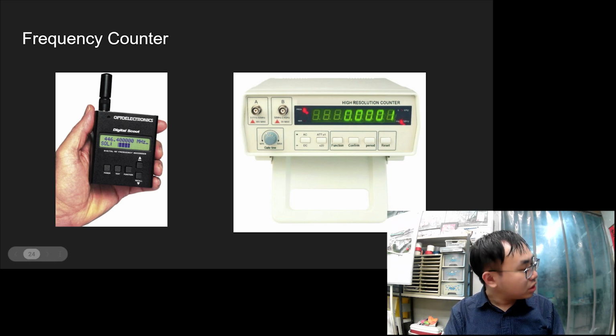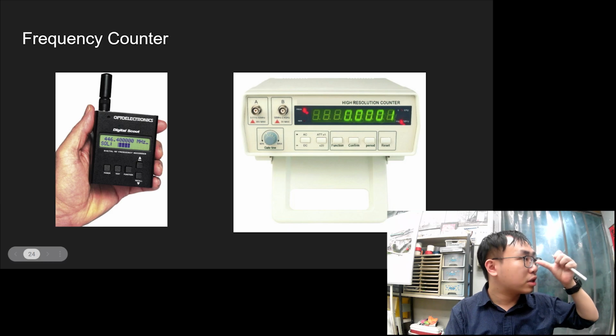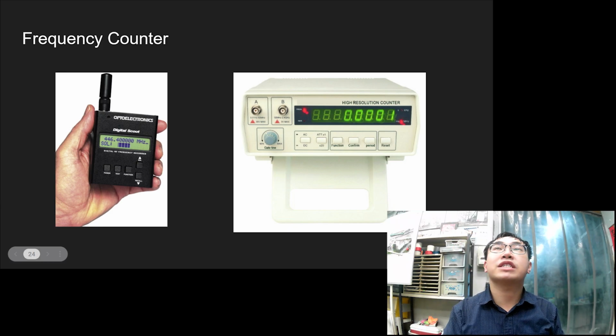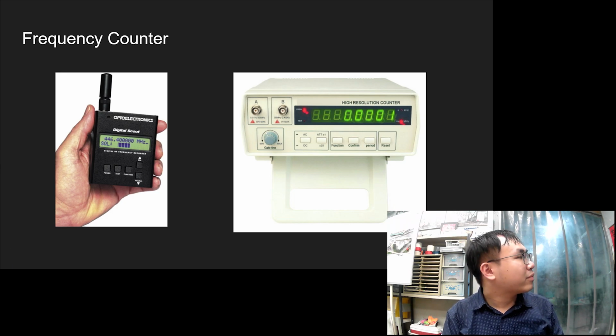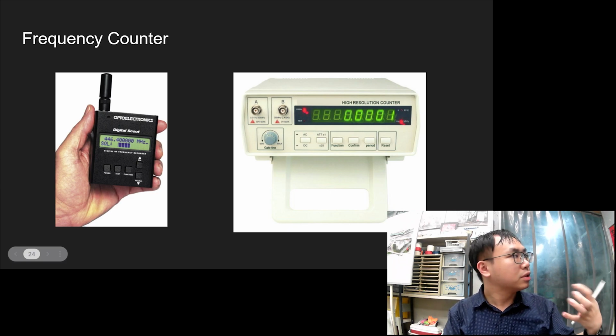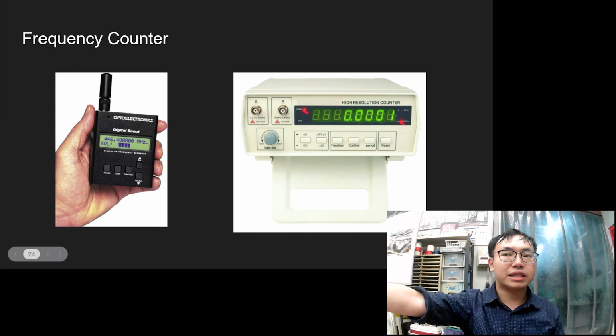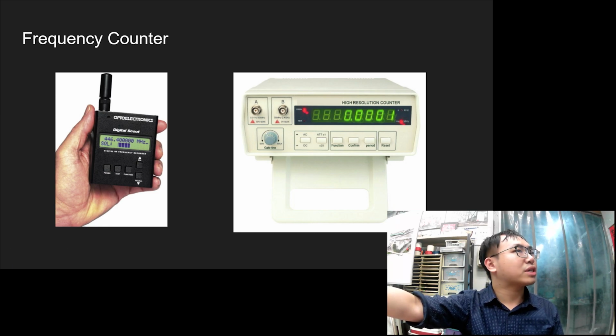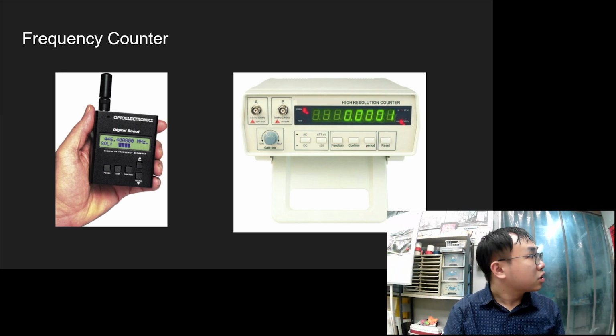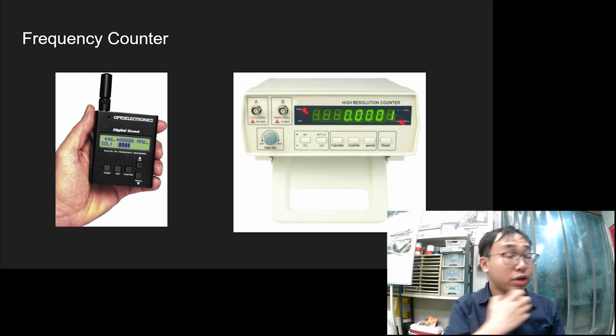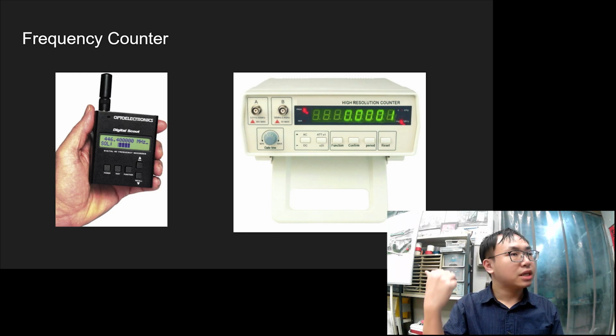And the one on the left hand side is a bit more, not advanced, but interesting. I would use interesting, because they have a little antenna here. They can sniff the signal, so if there's someone using a handheld radio, you can just use the frequency counter and stay beside them, and it will give you the exact frequency that the person is using now.